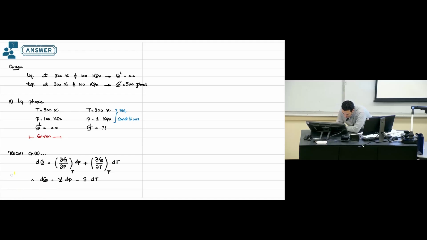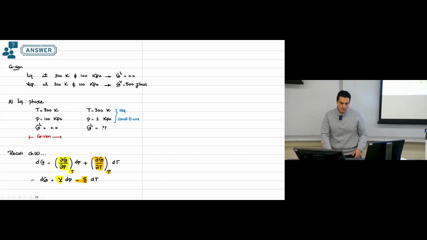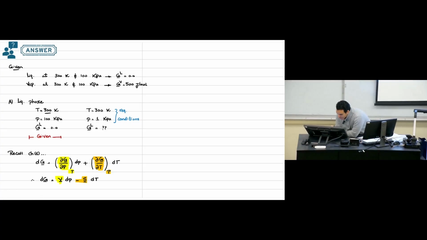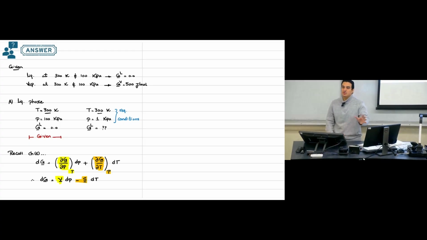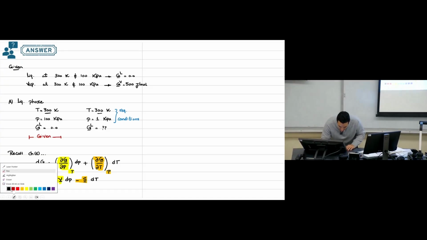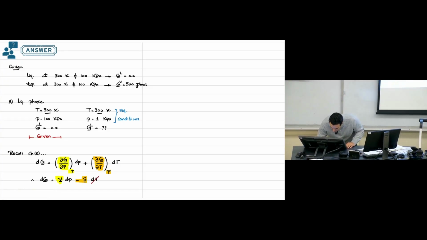So again, if we recall the fundamental property relations, you will see that dG/dP at constant temperature is equivalent to molar volume. And if you calculate dG/dT at constant pressure, this is minus entropy. Now compare these two things. I have temperature initially at 300 Kelvin, final 300 Kelvin. Do you have any temperature change here? No, temperature is constant. So this term will be cancelled.